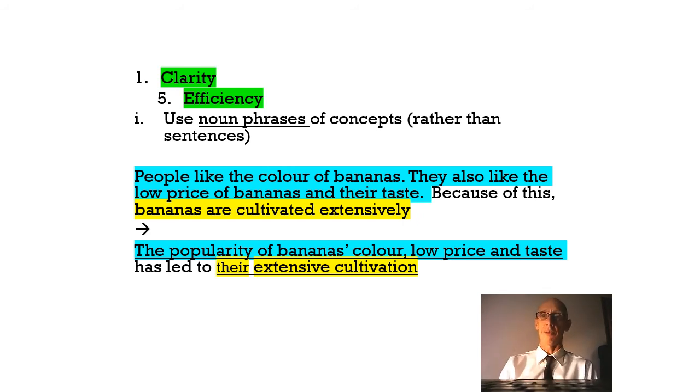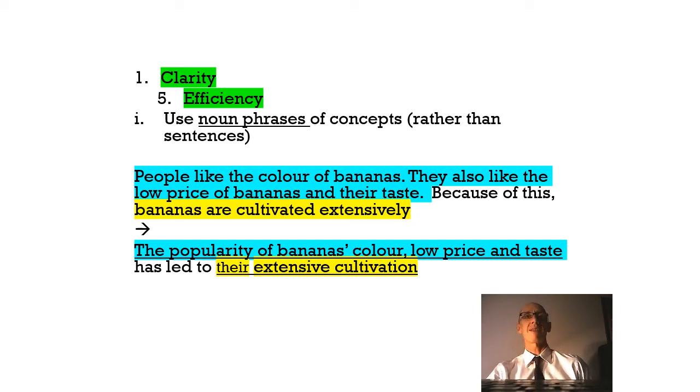So when everyone else has hit the word limit, you've still got plenty in the tank. You can fit more information in before you hit your word limit, and that's how you get high distinctions. Okay, so the second part of this short paragraph: "because of this, bananas are cultivated extensively." So "because of this has led to" extensive cultivation. Their extensive cultivation, I should really include "their" as part of that noun. So four words down to three. Doesn't look like much, but four words down to three is a saving of 25%. I'd take 25% any day.